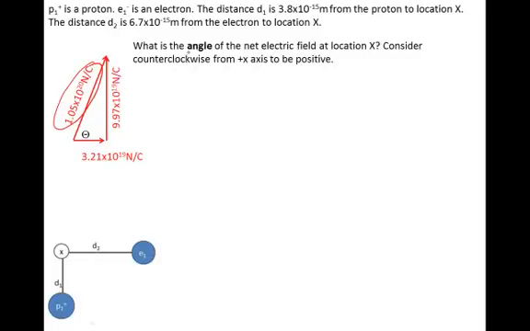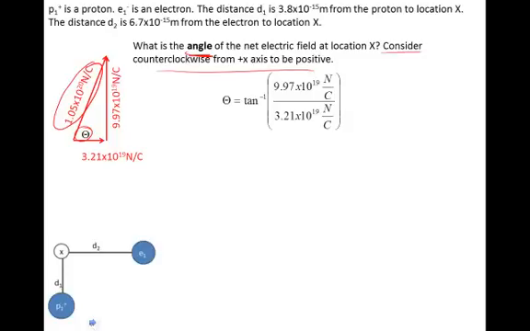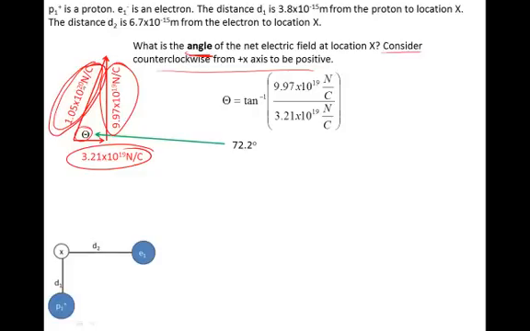So now we want to find the angle that this net electric field produces at location X. So there's our angle. And again, we're going to consider clockwise to be positive. So we use the inverse tangent of the opposite side divided by the adjacent side to find that angle. And it turns out to be 72.2 degrees. So the full answer of what is a net electric field is that it is 1.05 times 10 to the 20 newtons per coulomb at 72.2 degrees above the positive x-axis.